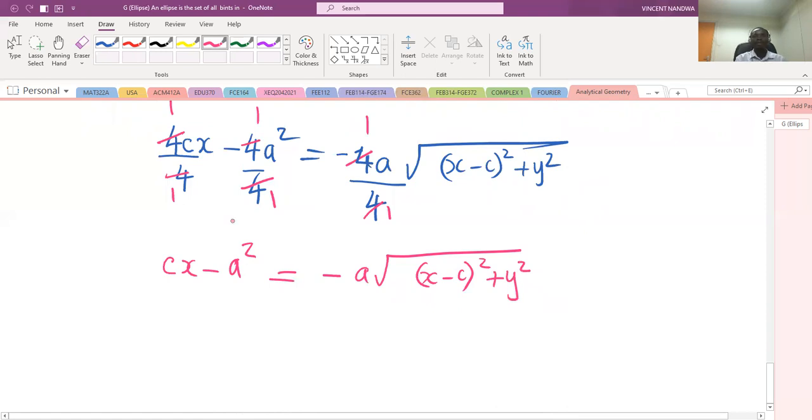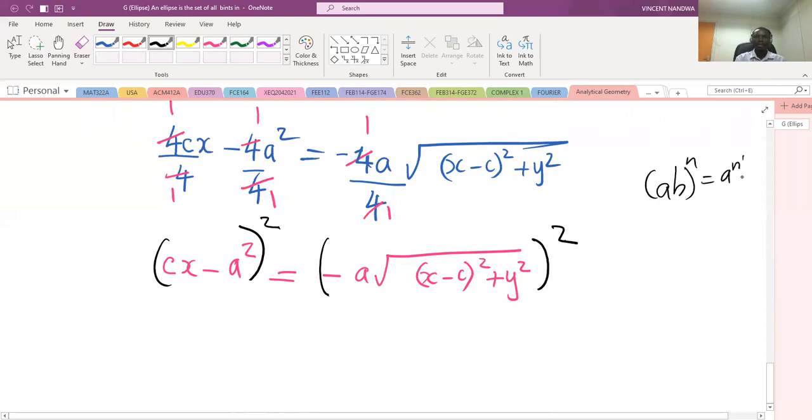And then I square both sides. So squaring both sides, I'll have the square of this and the square of this. So when I square now, I'll have a positive sign. I remember (ab)^n is a^n b^n, which means the square affects both this a and this square root term.